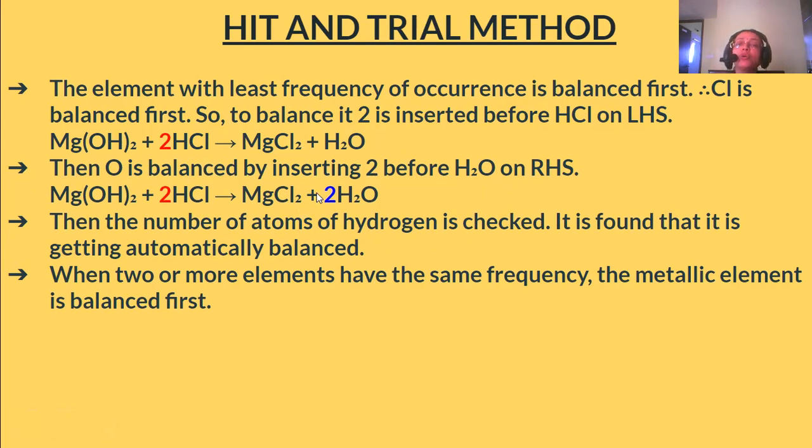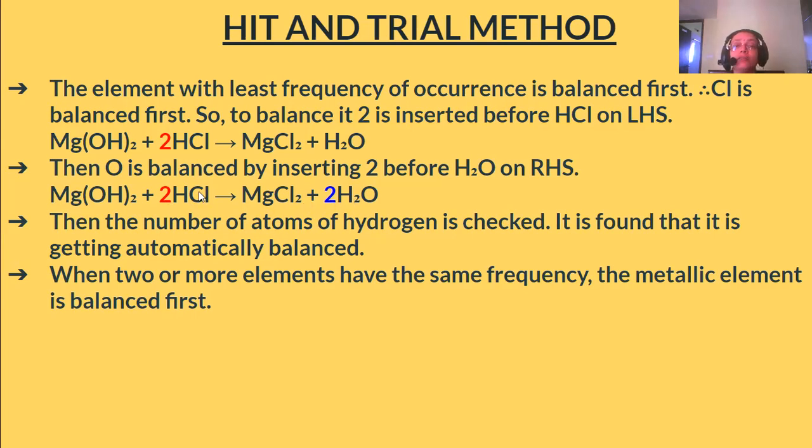So we insert 2 before H2O. See the blue color, 2 is inserted before H2O. Okay, so we write Mg(OH)2 plus 2HCl gives MgCl2 plus 2H2O. Then we see that hydrogen, both the sides, it's 4. Here the product side is also 4.